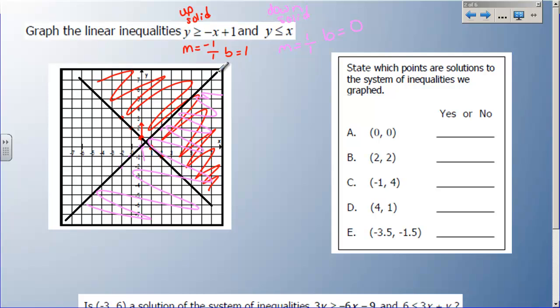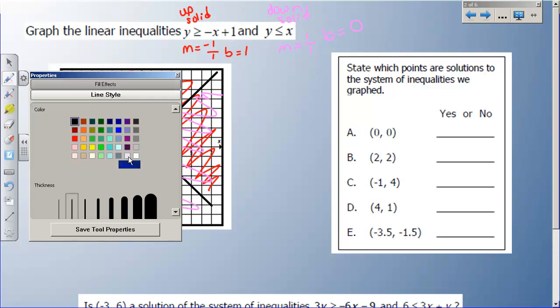So my solutions are everything in this triangle right here, including the boundary lines. The boundary lines count for this graph because they are solid. If they happen to be dotted lines, the boundary lines wouldn't count. But because they are solid, the boundary lines count. So let's determine if these points are going to be solutions.